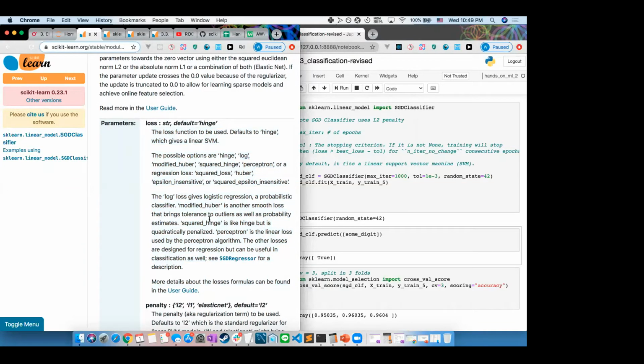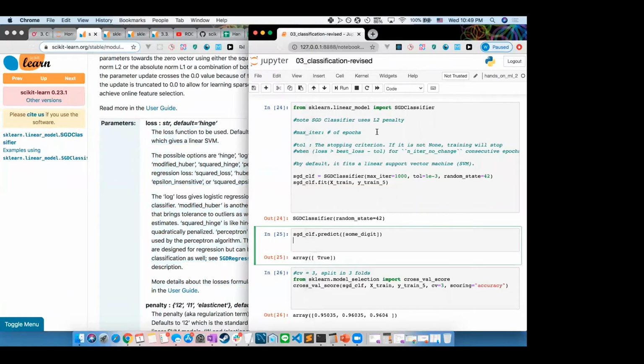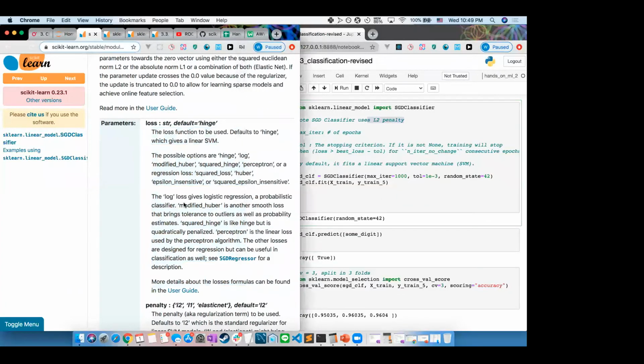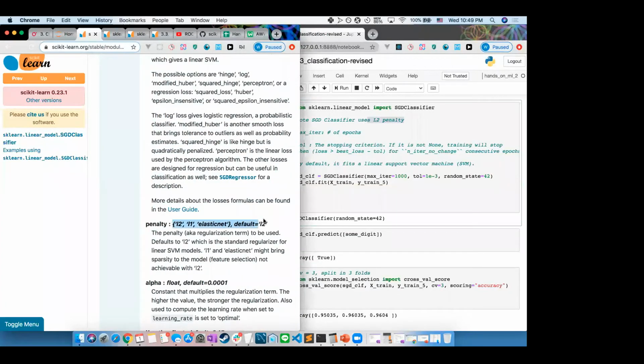Yeah. So hinge is an L2 penalty. It says L2 penalty, but you don't have to use L2. You can use L1 or elastic net. Oh, I don't know the loss functions of SVM, so maybe I'll refer to that. Okay, cool. Sure.